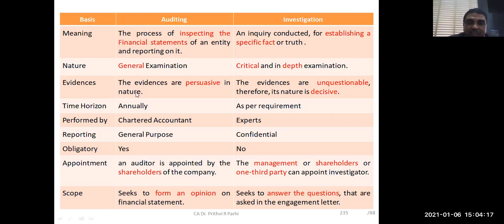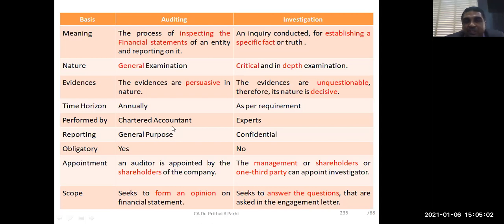The evidences collected in audit are persuasive in nature. That means those evidences persuade the auditor to believe whether the financial statement is true and fair or not. Whereas the evidences collected in the process of investigation should be conclusive in nature. That means evidences should be unquestionable. Through this evidence, one decision could be taken, a conclusive decision on whether this thing has happened or not.